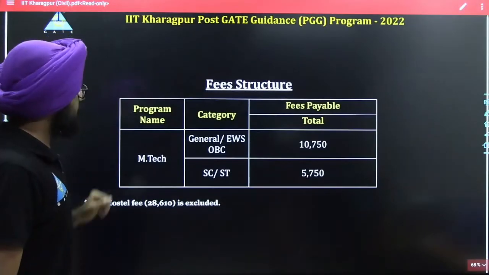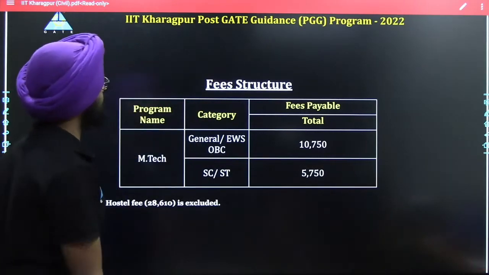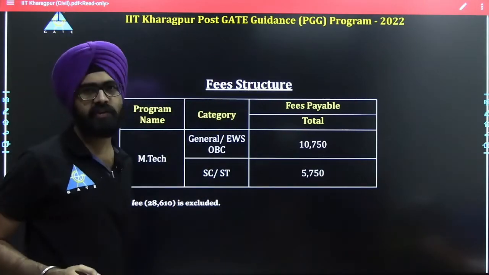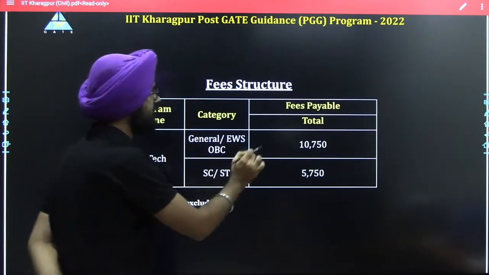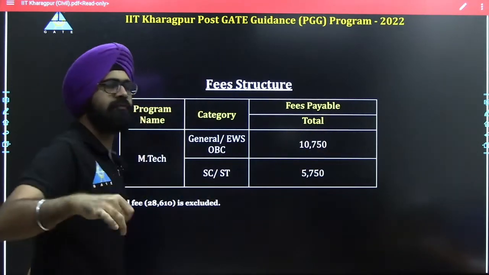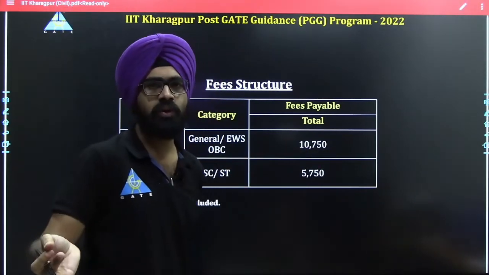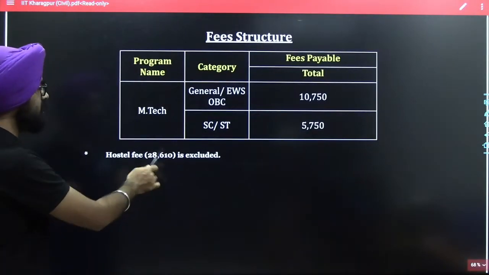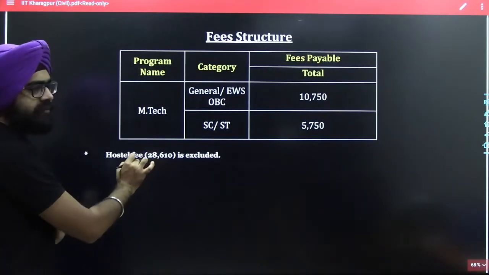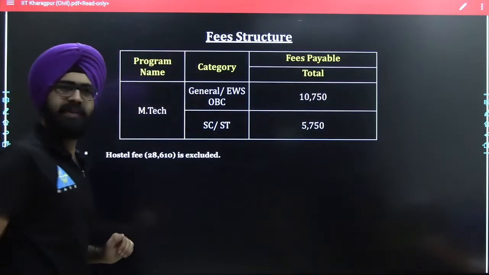Now this is an important factor which is going to affect you, because it is about the fee structure. The fees for the general, EWS or OBC category is 10,500 that you have to pay for a semester. This fee excludes the hostel cost. The hostel fees is 28,610, which you have to pay along with the semester fees.